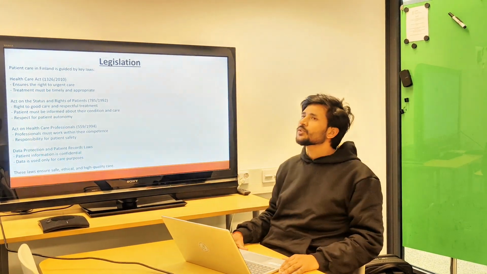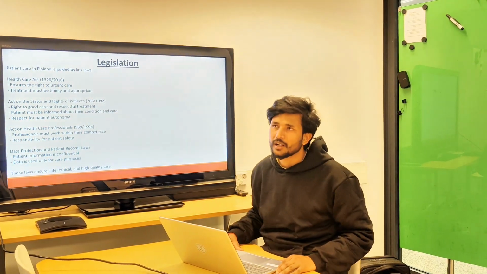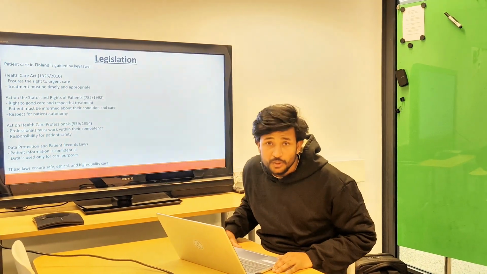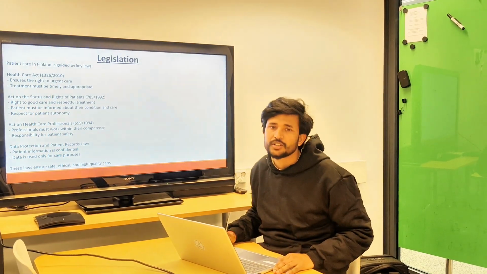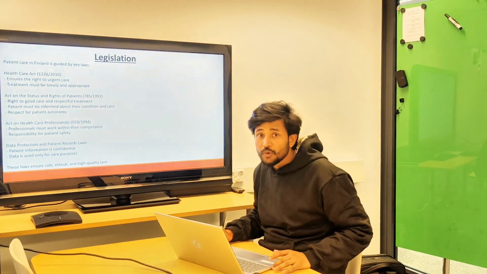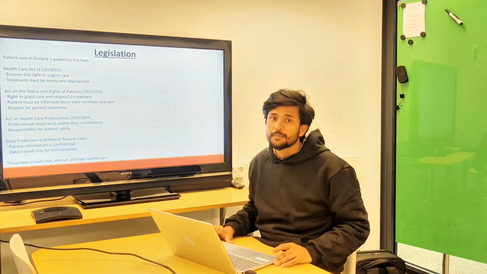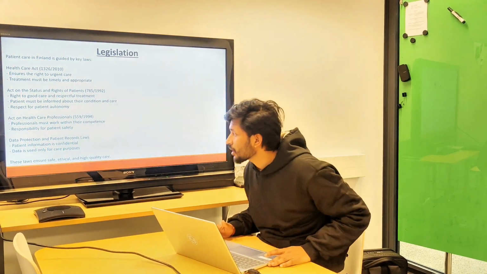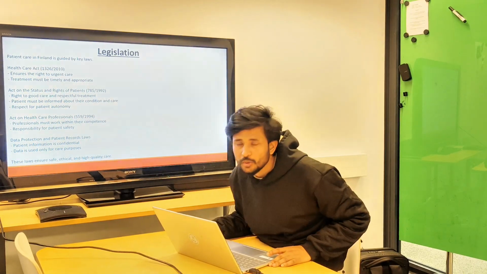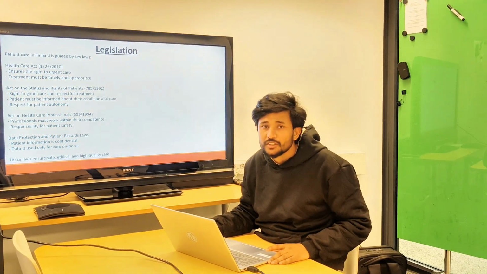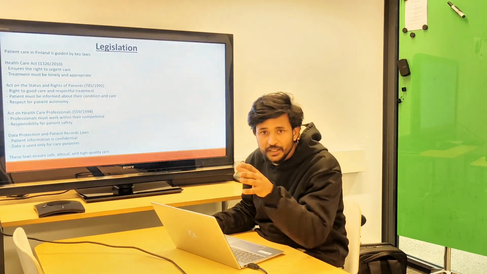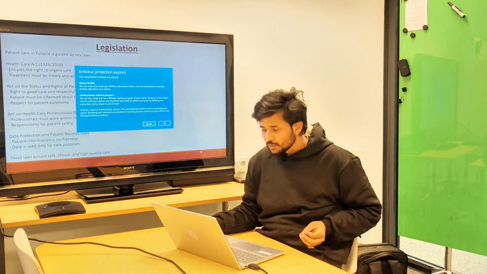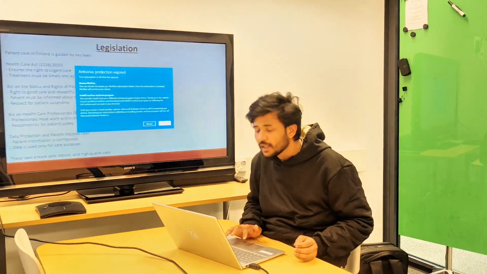And also talking about the data protection and patient records law. In Finland, in hospitals, the doctor has to record all the documents and the details of the patient before the treatments. And talking about the patient's data protection, the doctor or nurse does not have the right to take pictures or misuse or mislead any information without the agreement of the patient.